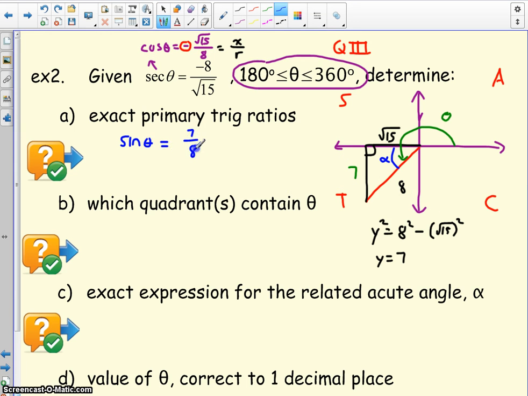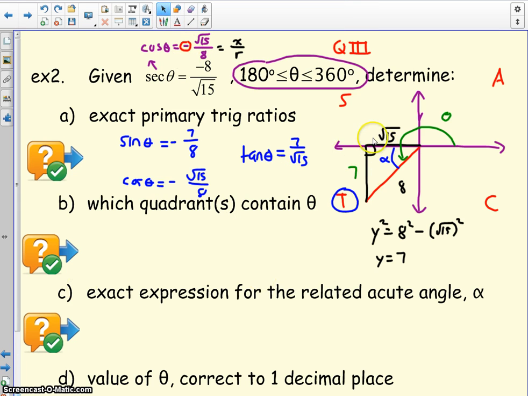And again, just always check my quadrant for the sine. So in quadrant 3, the only one that's going to be positive is tan, so sine will be negative. Okay, so cos theta, cosine will be negative because we're in quadrant 3. It will be root 15 over 8. And tan theta will be 7 over root 15. And again, that one's positive because we're in quadrant 3. Okay, so which quadrants could contain theta? Well, the only one that's possible, as we already discussed when we were trying to make the sketch, would be quadrant 3.